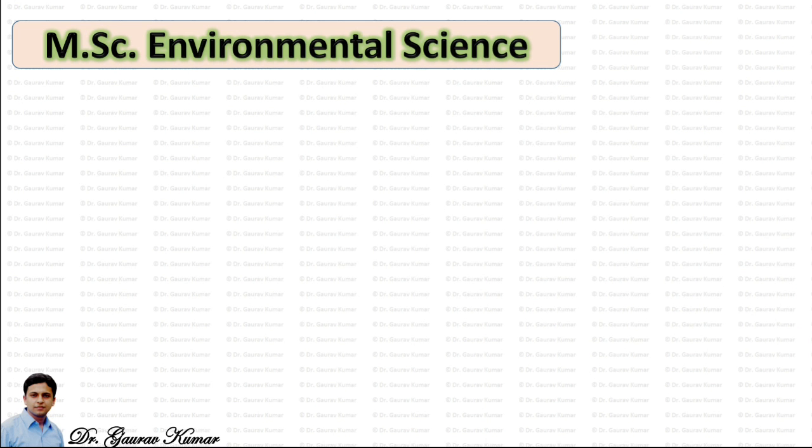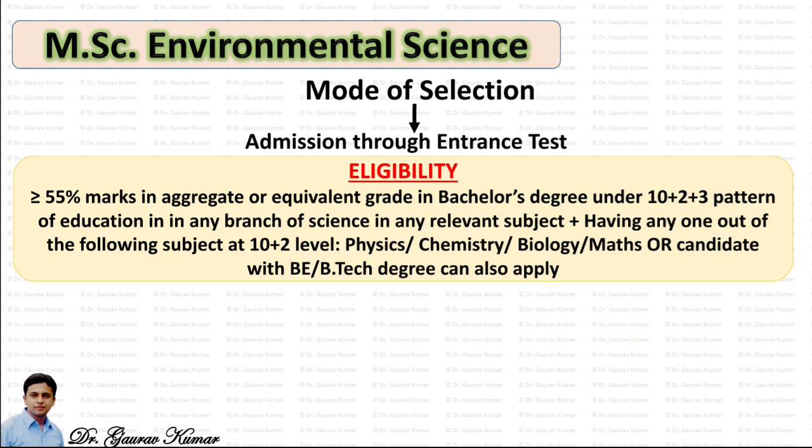So let's start with the MSc Environmental Science course. In this course, again, the mode of selection is through the entrance test, and the eligibility is that you should have greater than or equal to 55% marks in aggregate or equivalent grade in a bachelor's degree under the 10 plus 2 plus 3 pattern of education in any branch of science in any relevant subject, plus having any one out of the following subjects at 10 plus 2 level: physics, chemistry, biology or maths. Or if you are a BE BTech degree candidate, then also you can apply to this course.